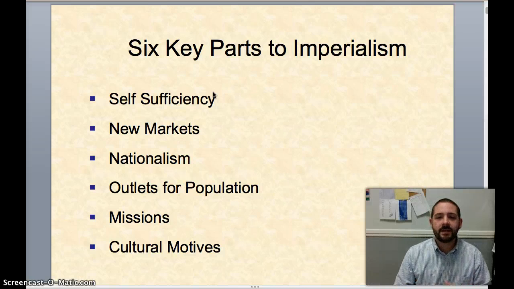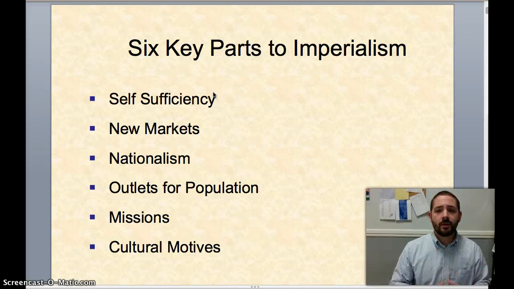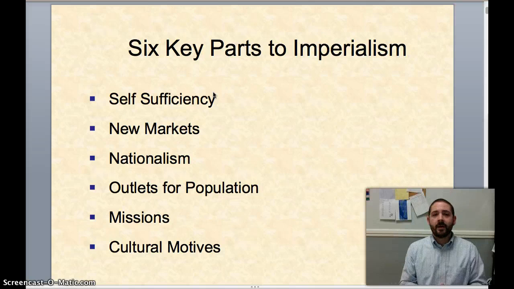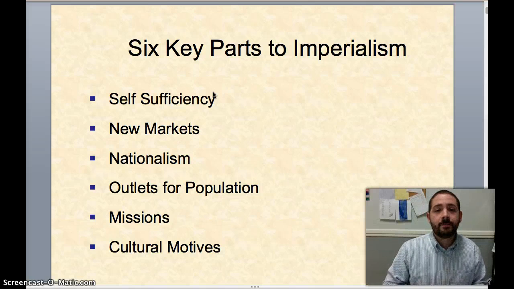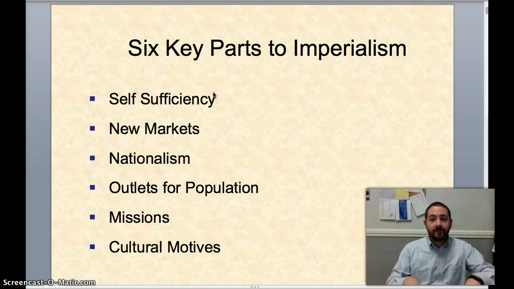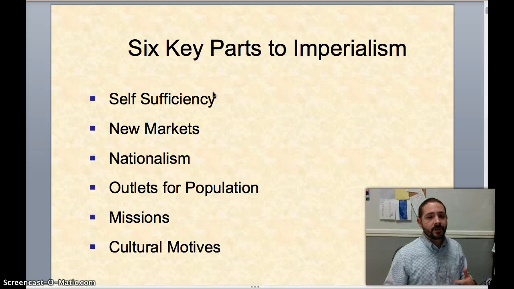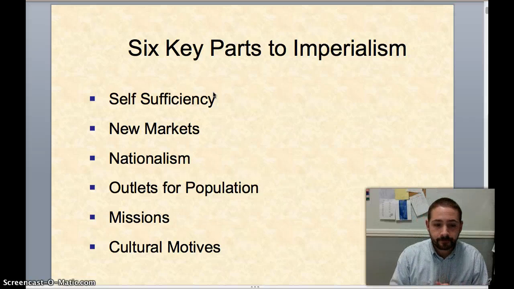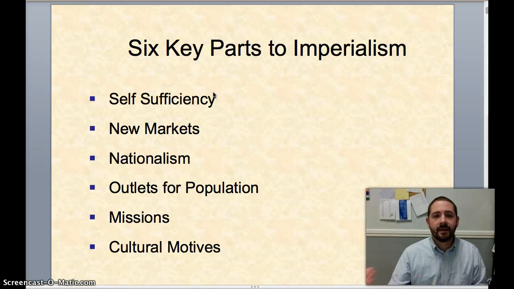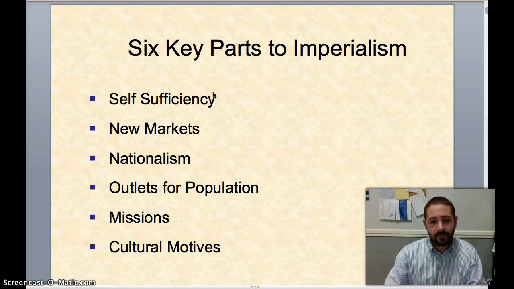So self-sufficiency essentially means that you want to make sure that your resources are protected. As I think I said in class, it's the idea that Britain wants cheap cotton, so Britain doesn't want to have to trade with, let's say, America or Germany for this cotton. So instead they want to have a colony that has these in it. So that's why they go after India and imperialize India.